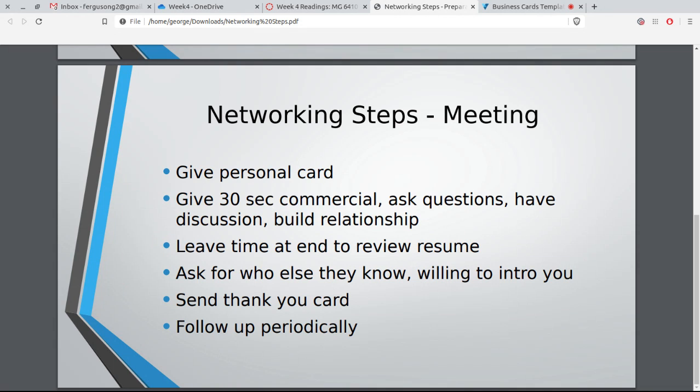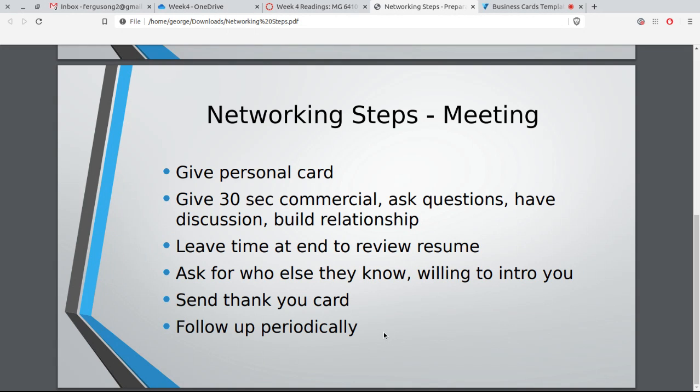Or maybe you said, hey, I saw this article based on some of the things we were talking about. I thought you'd be interested. And you send them the article. So you always want to think about something that you can give back. Do not think of a networking meeting as a one-off thing. One of the things you want to do is periodically follow up.